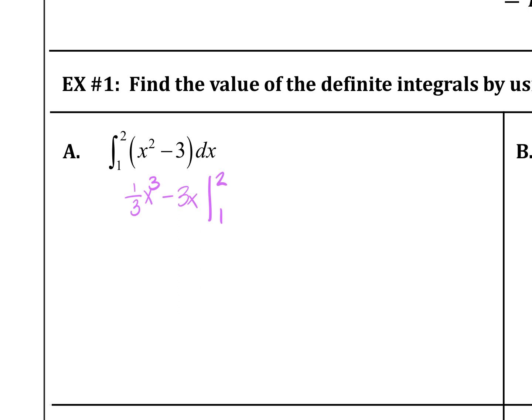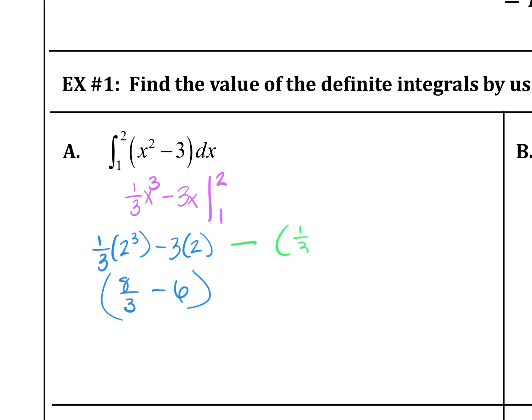All right, so now we're going to plug in 2 for x. So the bar's done. So that's 8 over 3 minus 6. Where's the 1/3 coming from? Now we're going to plug in 1. We will plug it in all the way, but I'm just showing you kind of what we're doing.